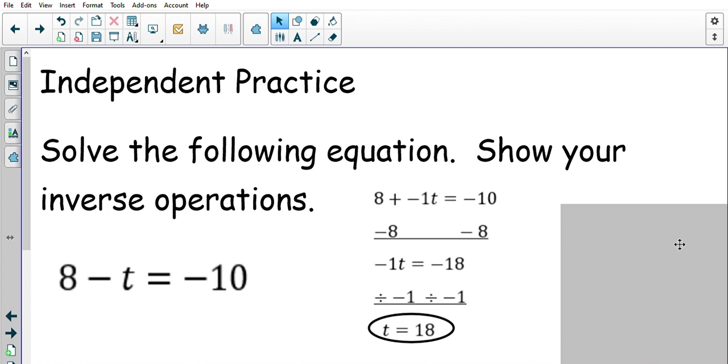And you can check this, like 8 minus 18 gets us negative 10. If you try to add 8 to both sides, you end up getting negative 2 for your solution. 8 minus negative 2 doesn't give you negative 10. So it's a good idea for these kind of problems to check your solution.